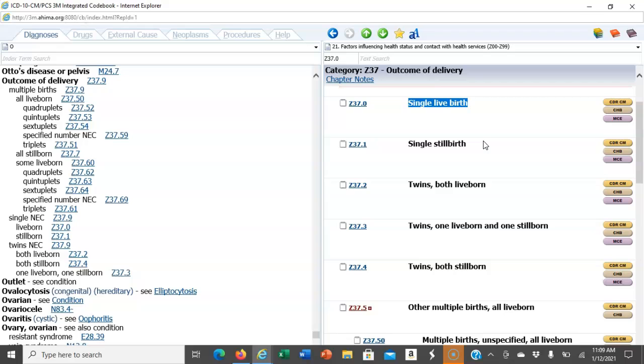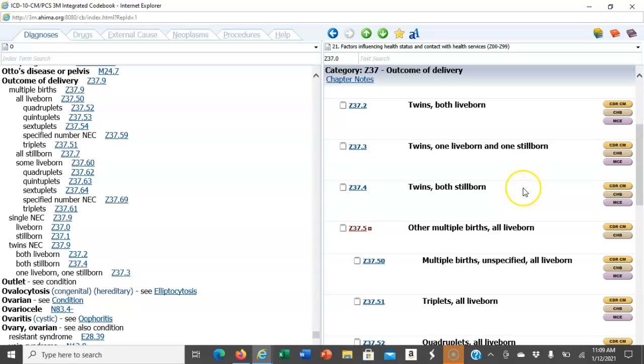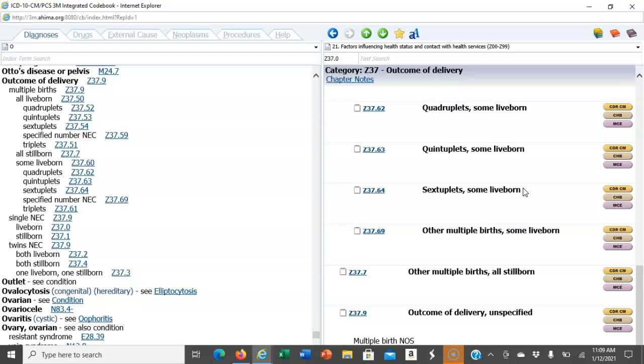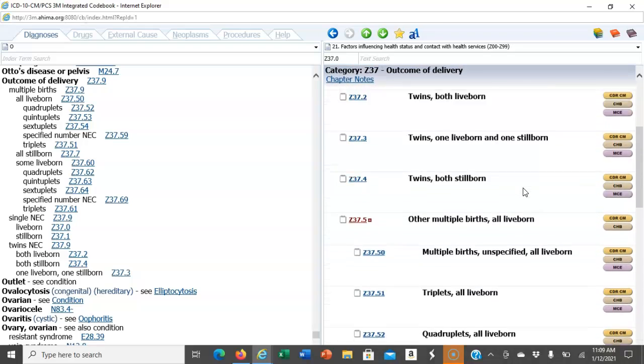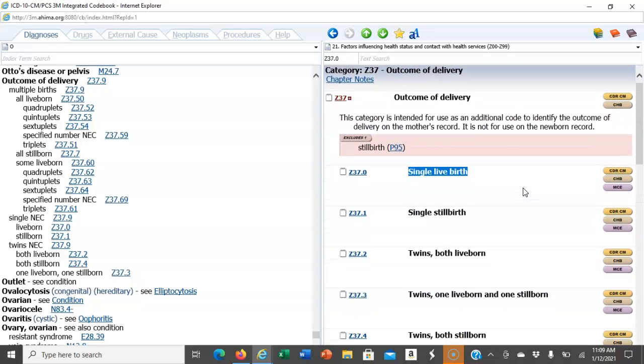I apologize. If the mother has twins and they're both live-born, we're at Z37.2, 1 live-born, 1 stillborn, twins, both stillborn, and then other multiple births. So regardless of the number of infants that this mother delivers, she is going to have an outcome of delivery code. And for single live birth, Z37.0.